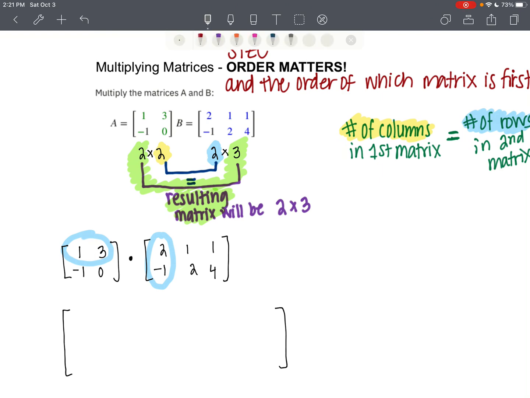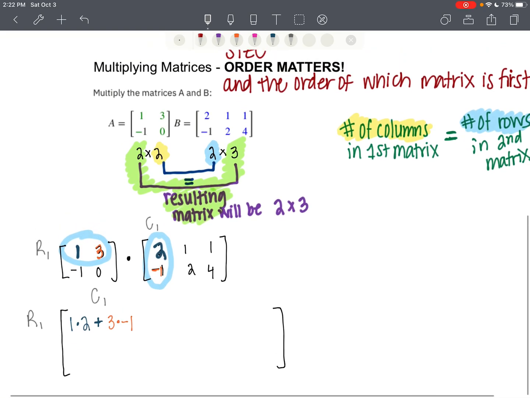1 times 2 plus 3 times negative 1. Okay, that's going to be our new row 1, column 1. That's our new entry for our row 1, column 1.